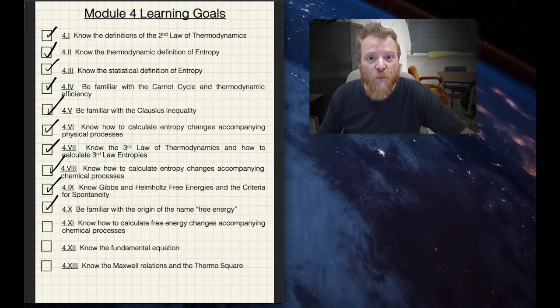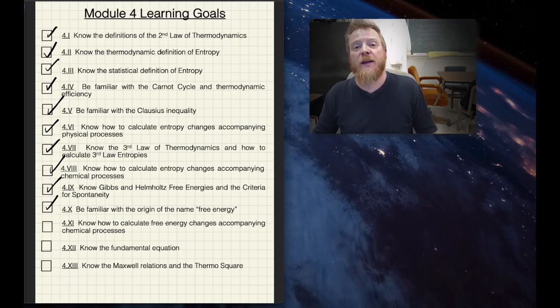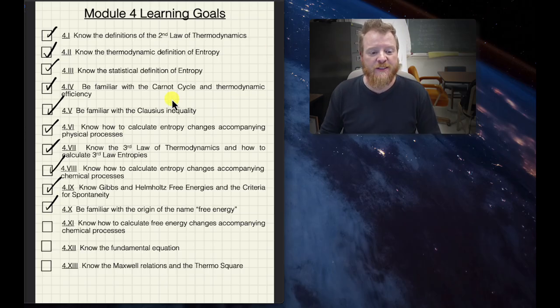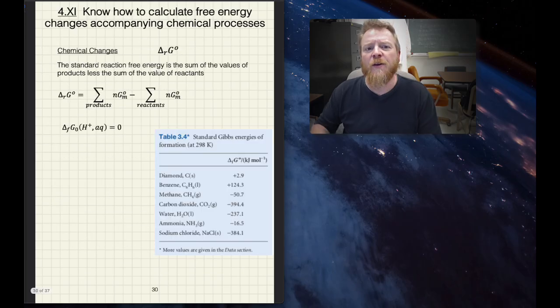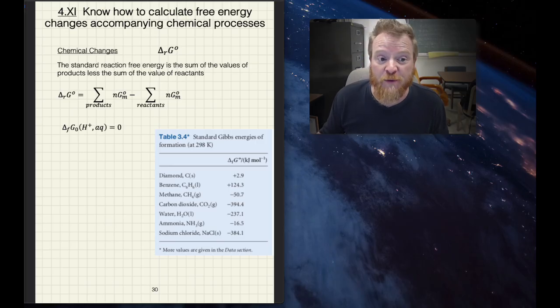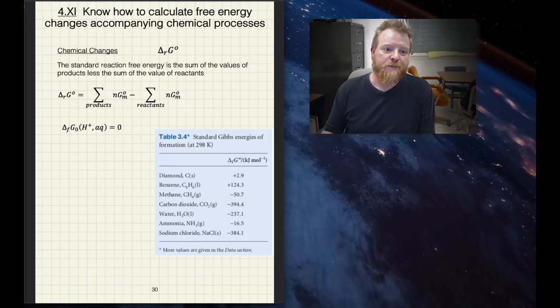Similarly to how we discussed calculating enthalpy changes in chemical processes and entropy changes in chemical processes, we're now going to discuss free energy changes accompanying chemical processes. And as I said, this will be very short because, as in the other discussions of entropy and enthalpy changes with chemical processes, our process for calculating free energy is very similar.